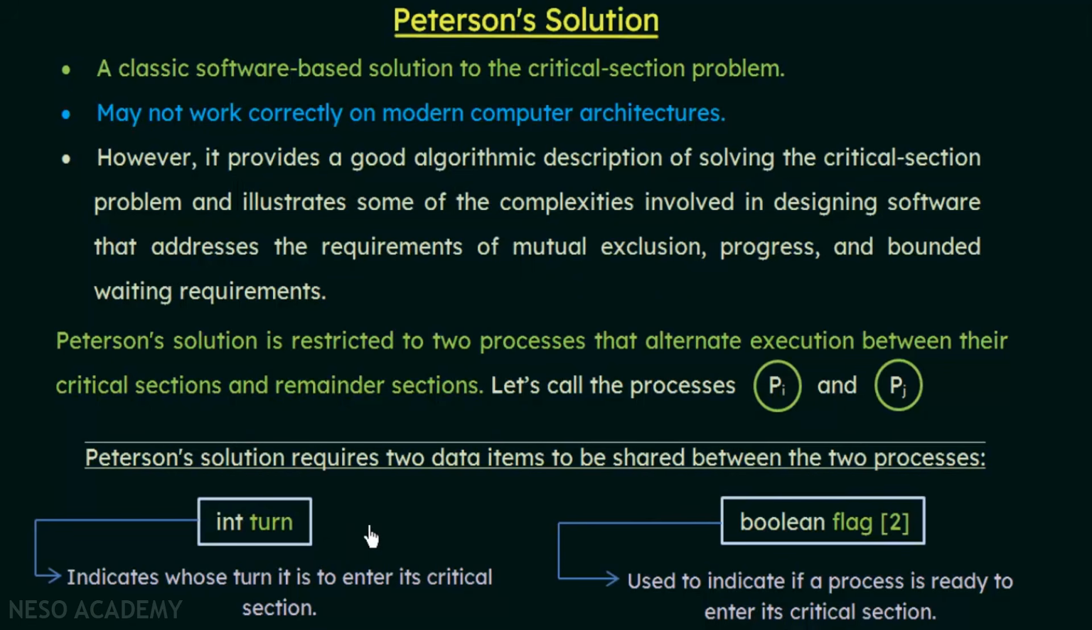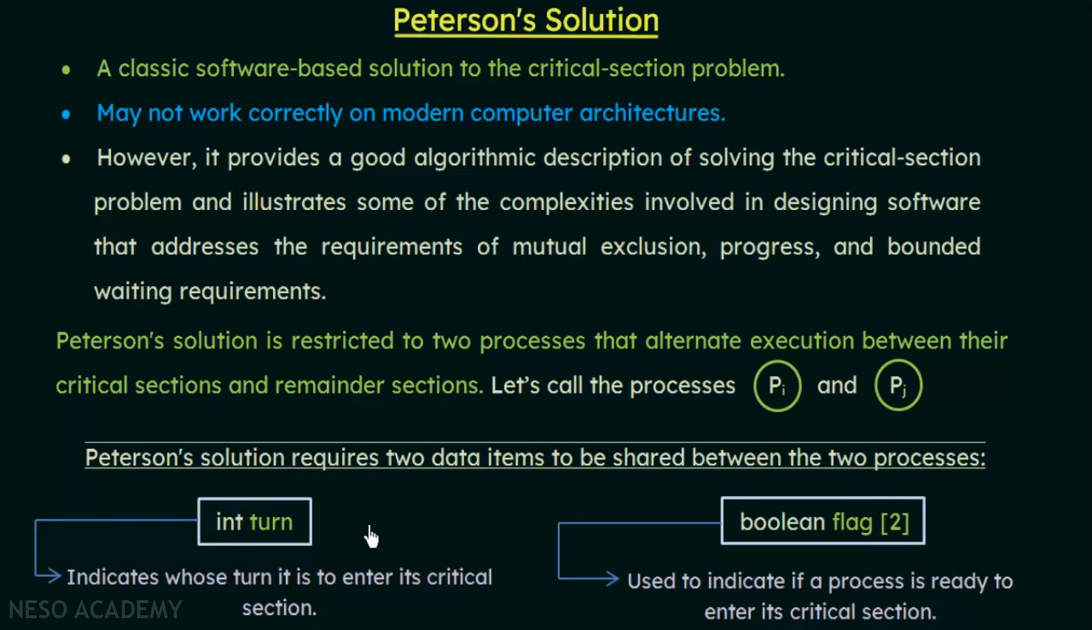Now you may be thinking, why did this happen? This is how Peterson's solution works. It is like a humble algorithm. So why am I calling it a humble algorithm? I'm calling it a humble algorithm because when one process wants to enter its critical section, what is it doing? Instead of entering the critical section, it is giving the turn to another process. So that is why I called it a humble algorithm.